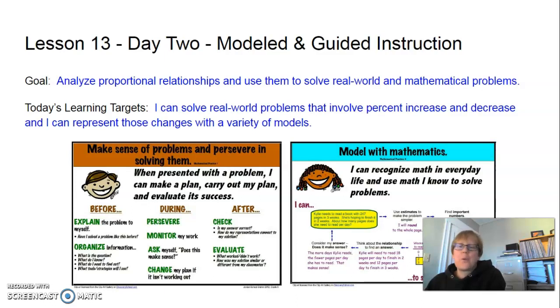Still working on percents and proportional relationships. Again, really important topic because it's part of our daily lives, seriously. What we're going to focus on today is percent increase and decrease. And here are the two practices that we're working on. Pretty much we work on these all the time, but these are the two we'll work on, and I'd love it if you'd focus on that throughout the lesson. How are we using these practices?